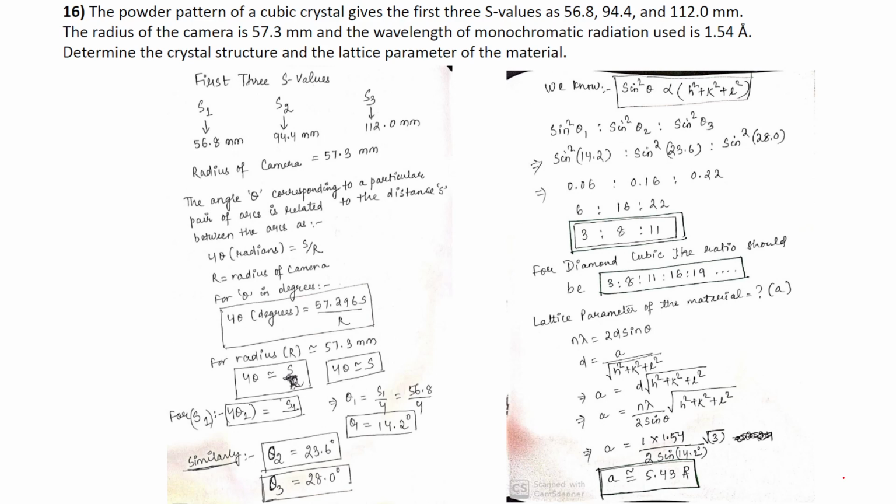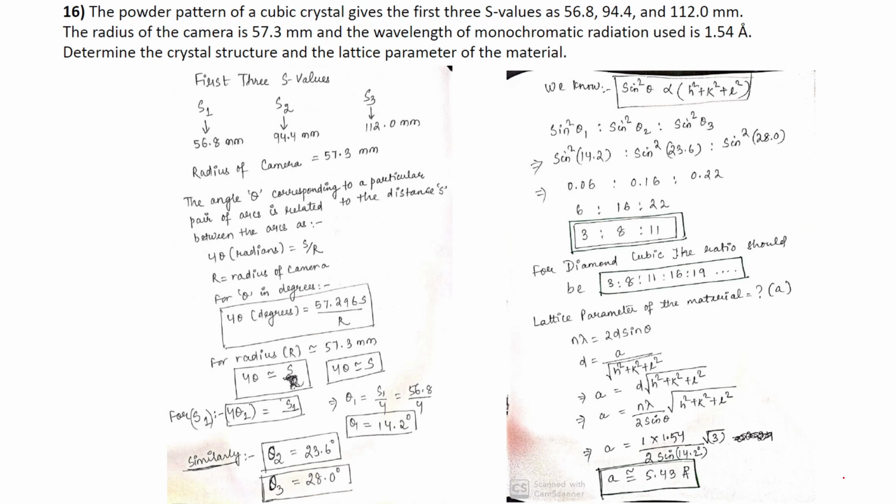And we know that sine square theta is proportional to h square plus k square plus L square. So sine square theta 1 plus sine square theta 2 plus sine square theta 3. Substitute the values, you will get the ratio 3 is to 8 is to 11. So for diamond cubic, the ratio should be 3 is to 8 is to 11.